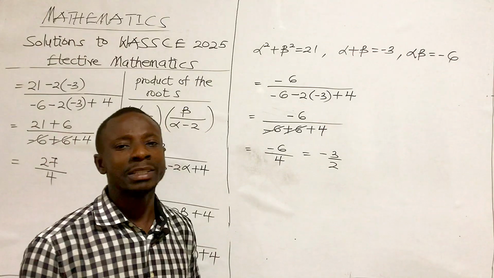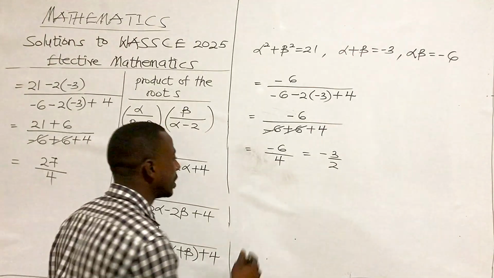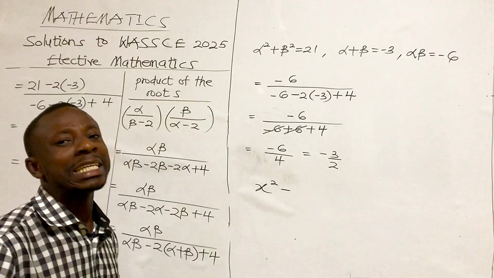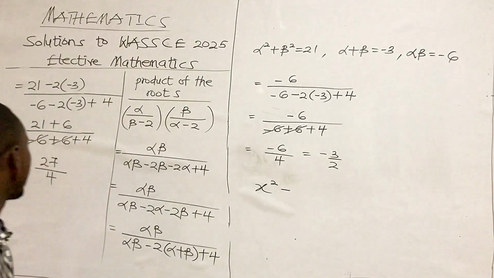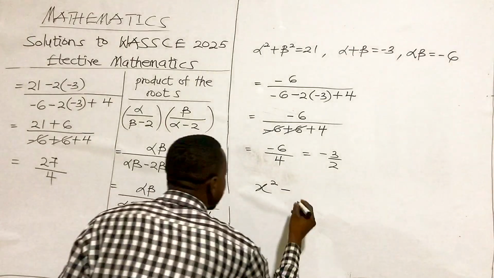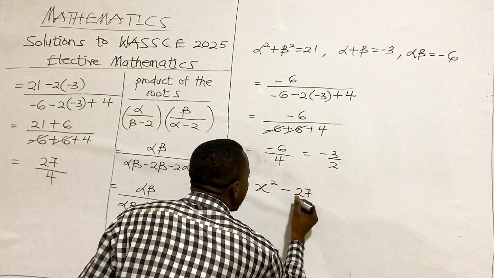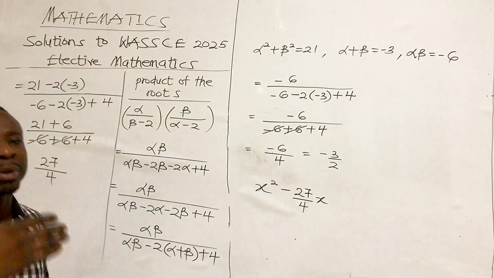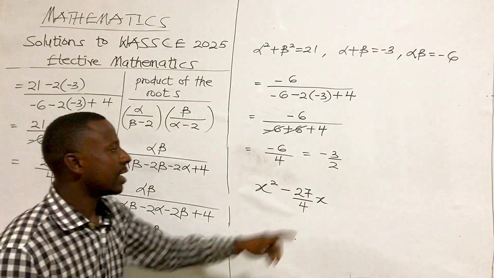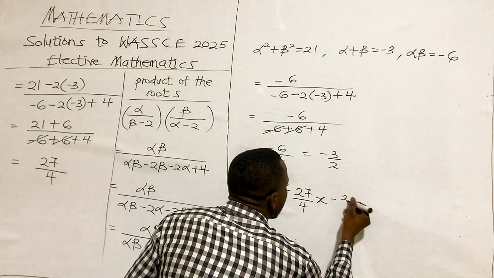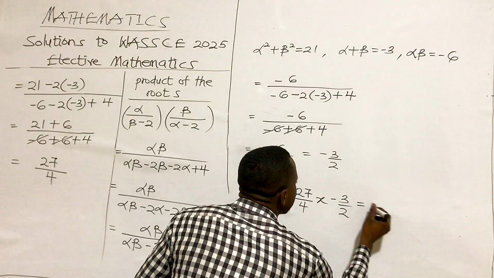So now we can get the equation. Generally, as we did, it was x squared minus the sum. And with the sum, this is the answer we had, so minus 27 over 4x, plus the product. And this is the answer we have for the product, negative 3 over 2, is equal to 0.